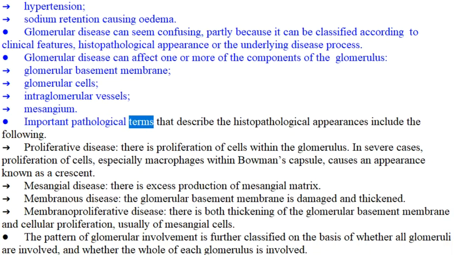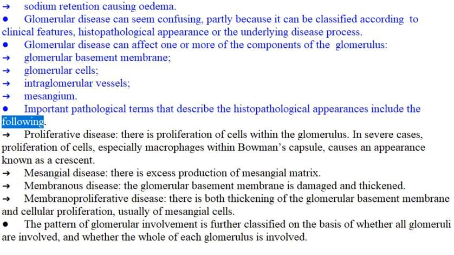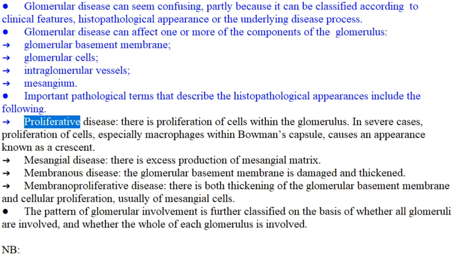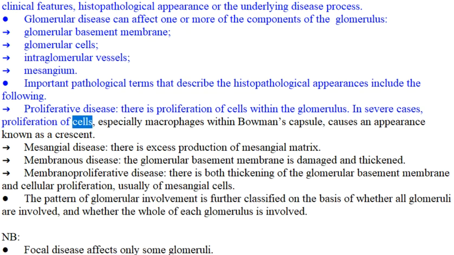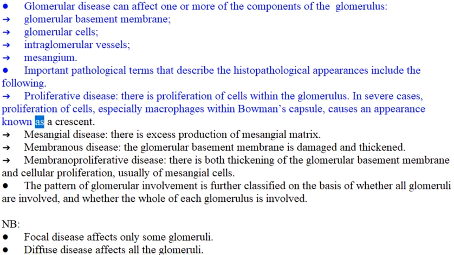Important pathological terms that describe the histopathological appearances include the following: proliferative disease, there is proliferation of cells within the glomerulus. In severe cases, proliferation of cells, especially macrophages within Bowman's capsule, causes an appearance known as a crescent.